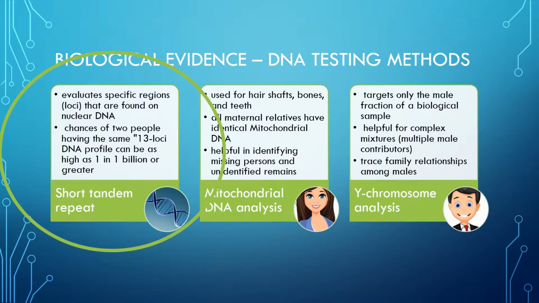Even though we can't get a 100% match on DNA, we can get pretty close using short tandem repeat. This method evaluates specific regions that are found on nuclear DNA. The chances of someone else having the same DNA profile as you can be as high as 1 in 1 billion. Considering there is about 7.5 billion people on Earth, this is as close as you can get to a definite match.